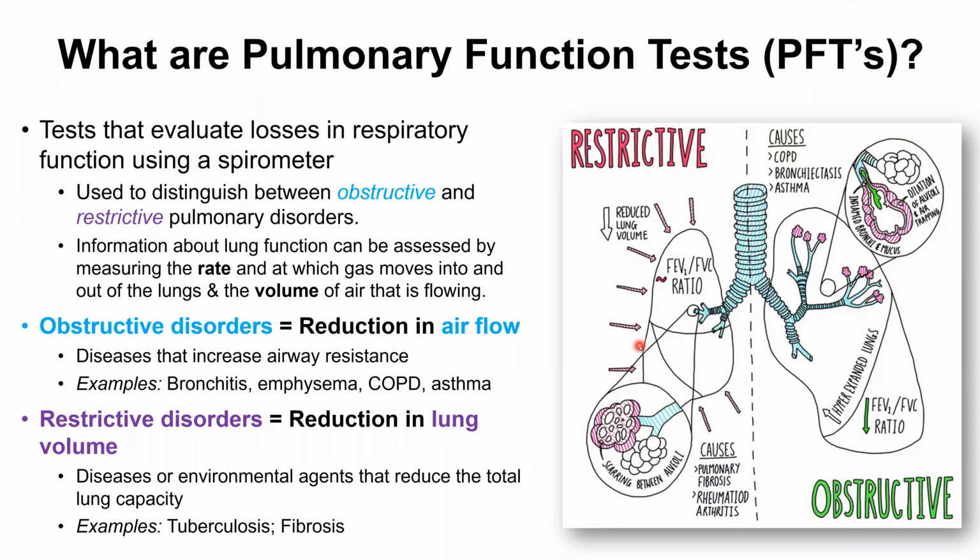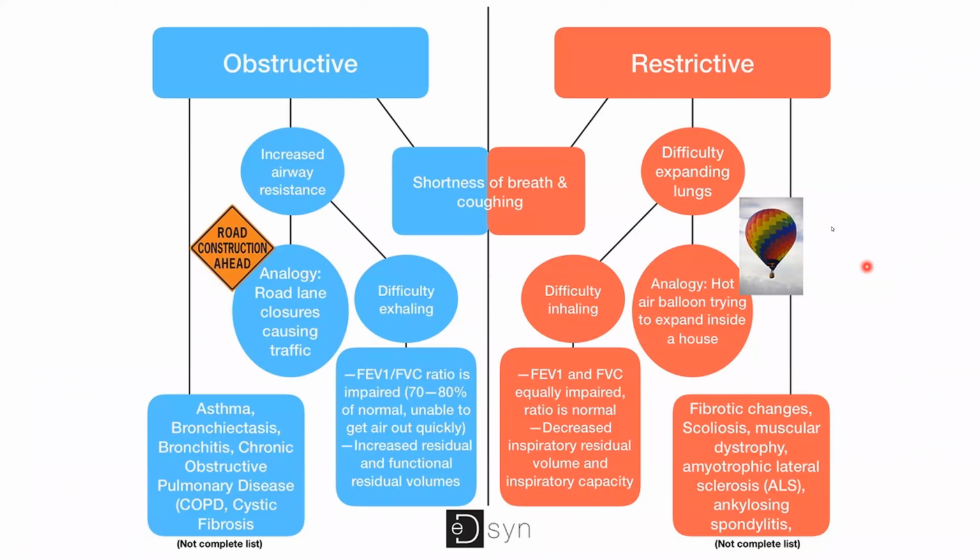So on this next slide, I have a really good comparison between obstructive versus restrictive diseases and how you can put them in their own boxes and make an analogy. So start over here with obstructive disease. Some signs and symptoms would be shortness of breath and coughing, because we are dealing with a respiratory issue. But in terms of obstructive disease, remember this is an increase in resistance to air.